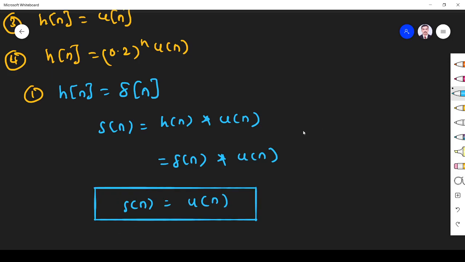What is the reason? You tell me. We know x of n star del of n is equal to x of n. This is an impulse property. Whatever the signal, if you convolve with del of n, we will get the same signal. So that's what we get. So the step response is nothing but a unit step signal.